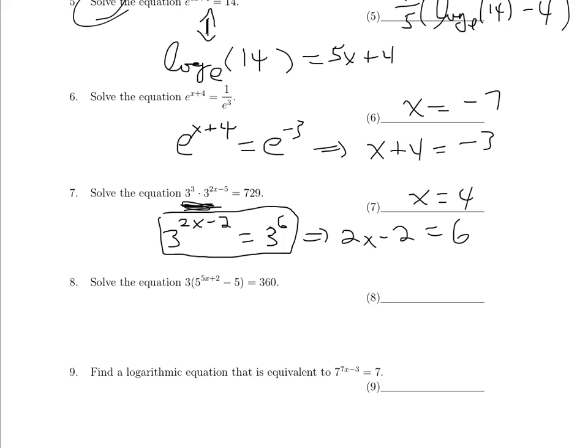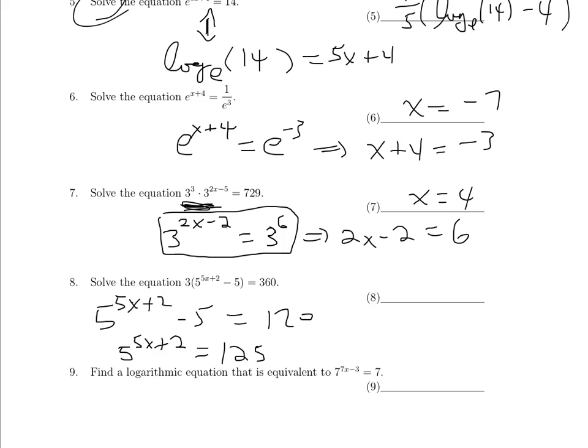If I want to get that 5 to the x plus 2 term by itself, I'm going to first divide both sides by 3. Oops, got too many 5s. So 5 to the 5x plus 2 minus 5 equals 120. That's what I would get if I divide both sides of this by 3. Now I add 5 to both sides. And so now my equation has an exponential on the left and a number on the right.